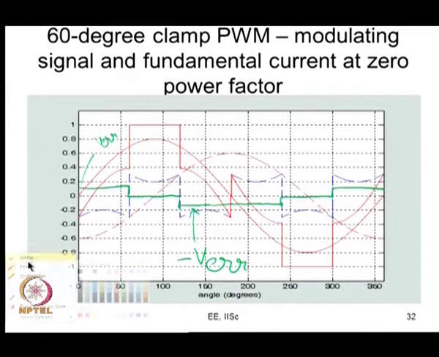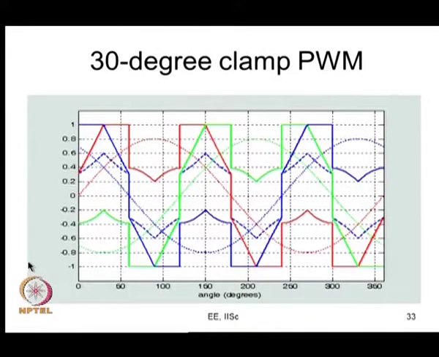Is it all right? So, let us look at another case. This is 30 degree clamp PWM. What happens here? The phase is clamped between 30 to 60 degree and 120 to 150 degree. When I here R phase is clamped. So, in the middle 30 degree of every quarter cycle, 0 to 90 degree is 1 quarter, and in the middle 30 degree, that is 30 to 60 degree, it is clamped, and again in the middle 30 degree of the next quarter it is clamped. So, that is 30 degree clamp PWM.